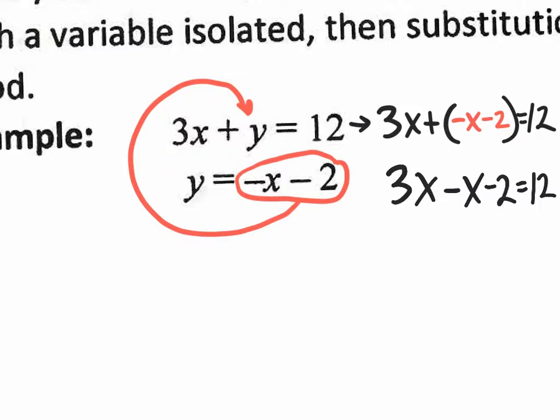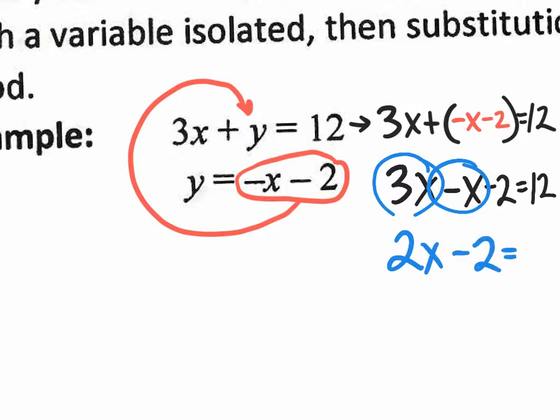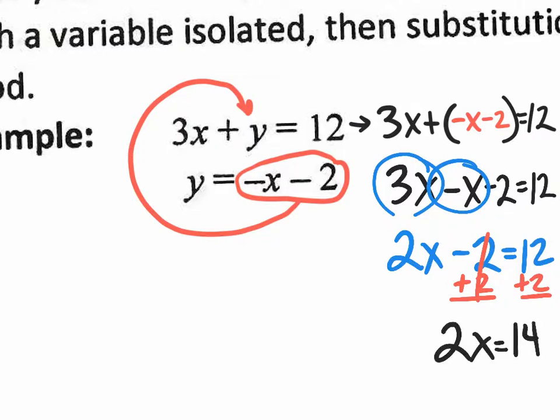Let's combine like terms. 3x, take away x. It's going to be 2x's. Let's bring down the minus 2 equals 12. And let's continue solving. To get rid of the minus 2, you're going to do the opposite, plus 2. Plus 2. We're going to end up with 2x equals 14, which means what? X equals 7.